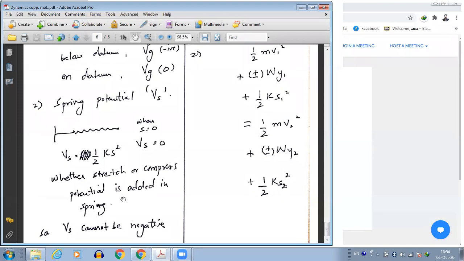Okay. So the formula for finding the spring potential is half k s squared, and there is no positive and negative here. It's always positive. So Vs cannot be negative. The minimum is that if there is no stretch, Vs will be 0.